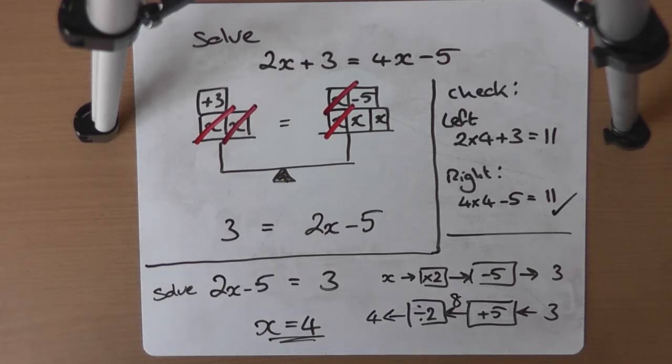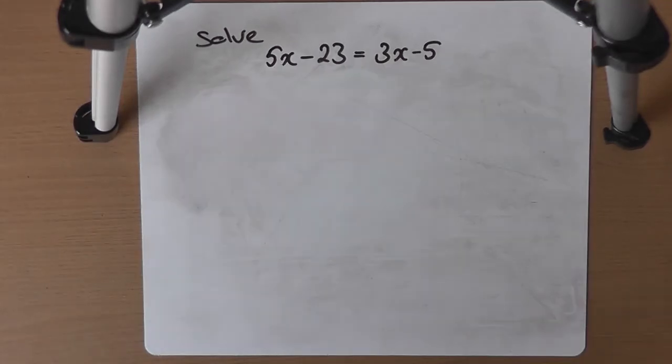Let's have a look at another example and show that this will work every time. Solve 5x minus 23 equals 3x minus 5. So we've got this equation where we've got some x's on the left and some x's on the right.